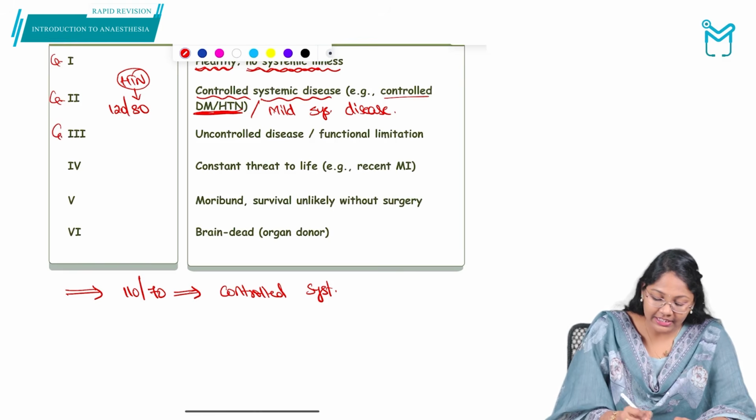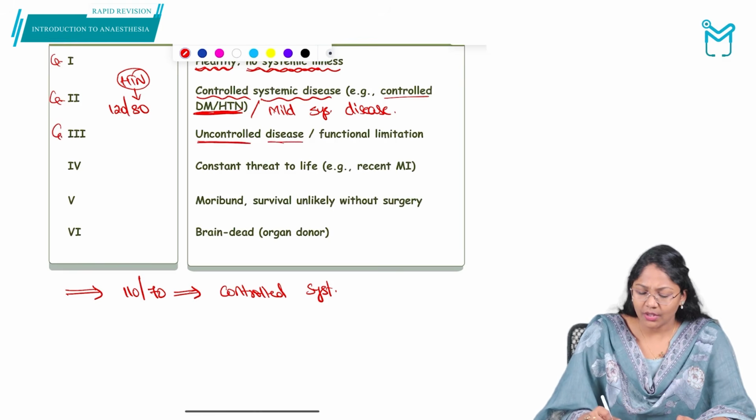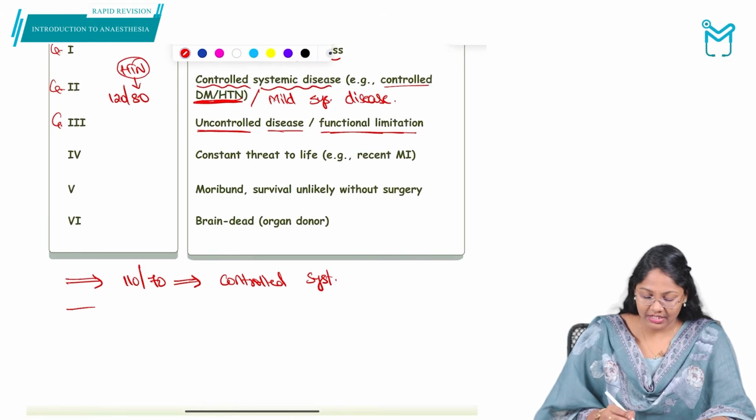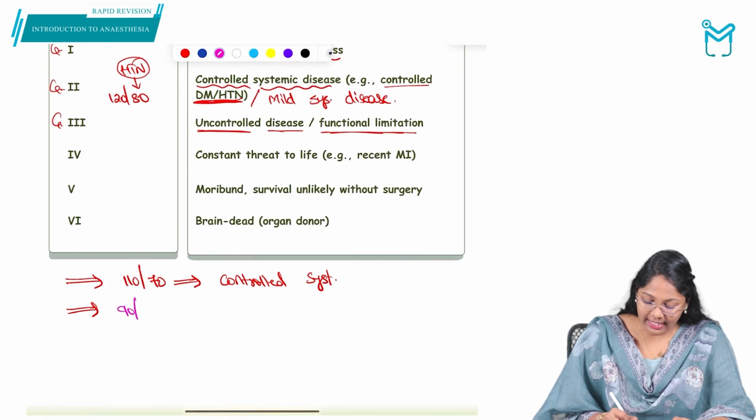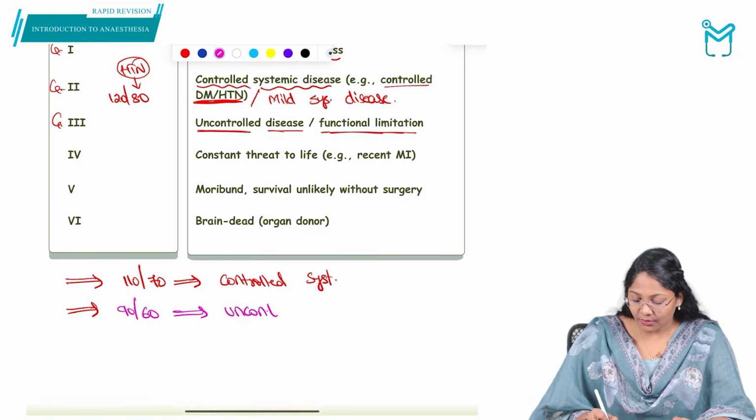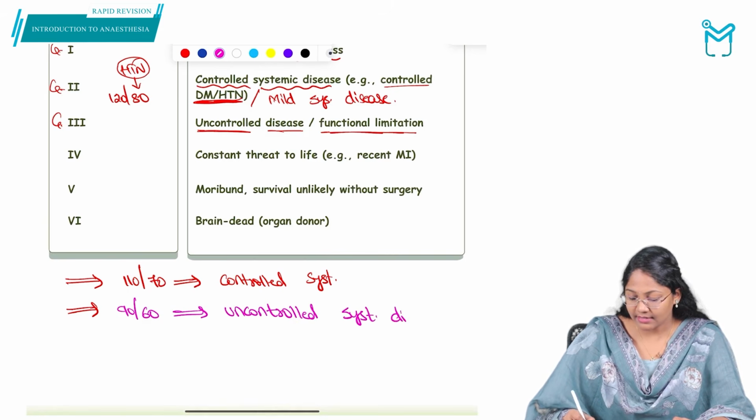And coming to grade 3, there is uncontrolled disease or functional limitation. What it means is, when we measure the BP, it came 90/60. So it is not in our control. So we say it is uncontrolled systemic disease.